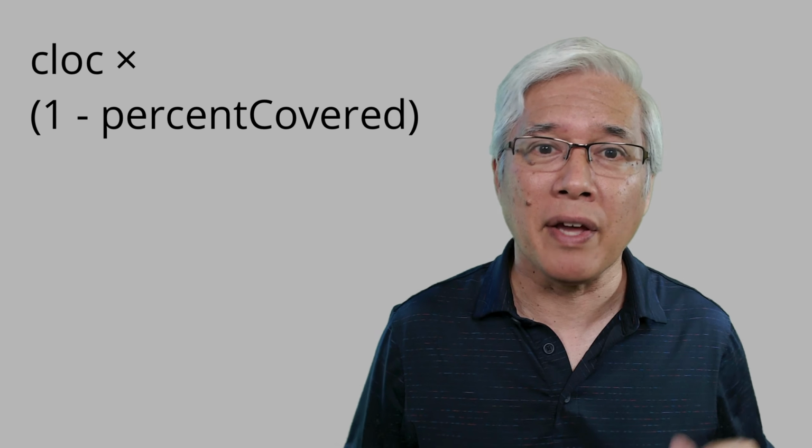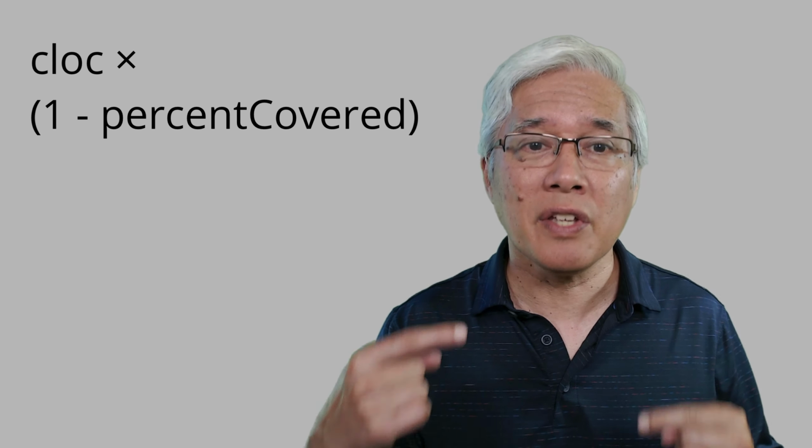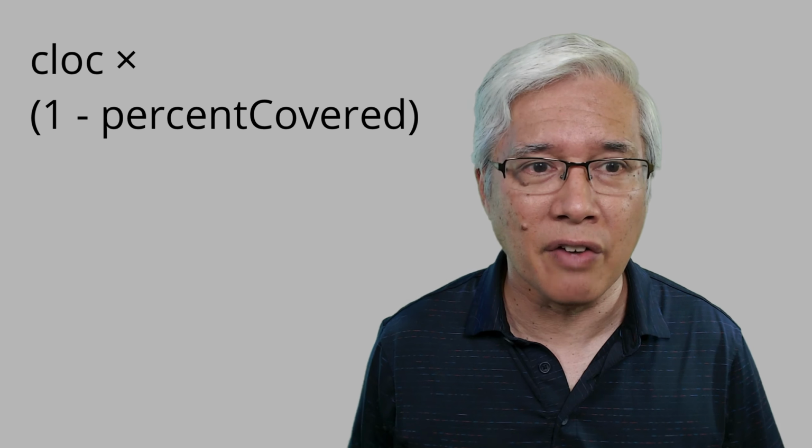What I've done up until now is use the command line tool cloc to count the number of executable lines of code. I then multiply that by the inverse of the percentage to get the number of lines that were not covered.